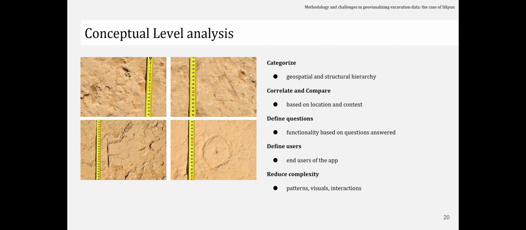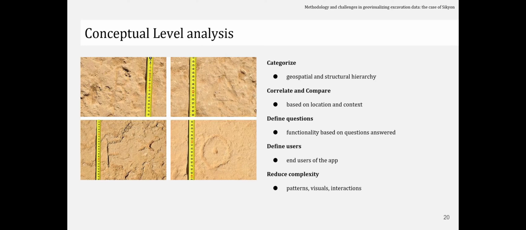In order to analyze those goals, we followed the fundamental principles of analytical design. First of all, of course, we categorize our data based on the nature of the findings. And we use this geospatial and structural hierarchy. Simply put, we have buildings that contain parts, and then those parts contain contexts. Then we correlate and compare our data in order to contextualize them. We achieve that by organizing the interface according to the categorization I just explained.